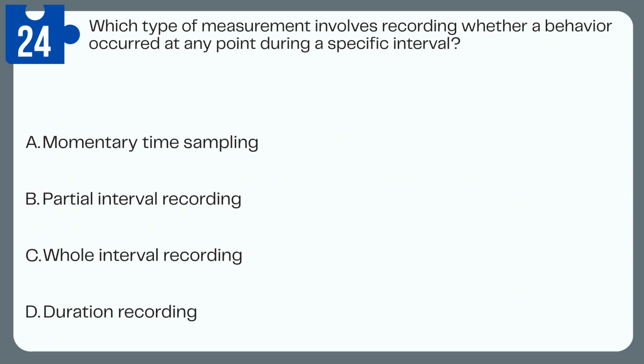Question 24. Which type of measurement involves recording whether a behavior occurred at any point during a specific interval? A. Momentary time sampling. B. Partial interval recording. C. Whole interval recording. D. Duration recording.